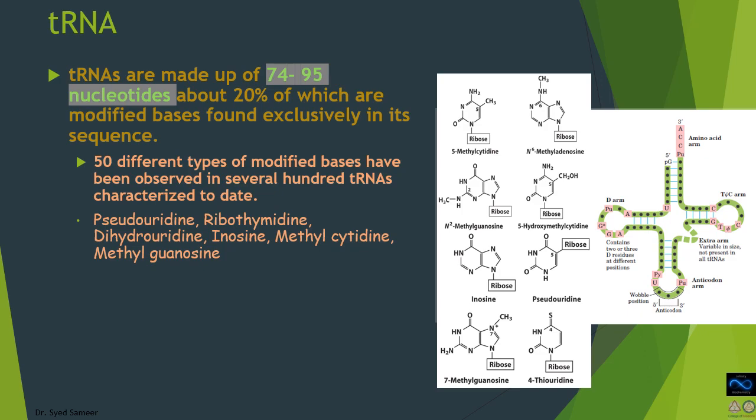In its composition, it is made up of around 74 to 95 nucleotides, about 20% of which are modified ones, modified after it is synthesized from the DNA. Around 50 different types of modified bases have been observed in the several hundred tRNAs characterized so far. And out of these 50, a few are most commonly found in almost all of the tRNA structures: pseudouridine, ribothymidine, dihydrouridine, inosine, and specifically methylcytidine and methylguanosine.